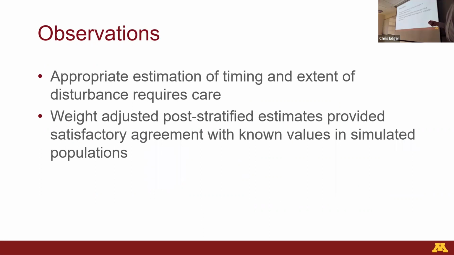So, yeah, appropriate estimation of timing and extent of disturbance requires care. This is not something that's easy to do. You've got to be real careful, and be very familiar with the database and the estimation formula and things like that. The weight-adjusted post-stratified estimates provide satisfactory agreement with known values in simulated populations. So they do a pretty good job. And so they definitely don't have the degree of bias that we saw in the standard methodology, except for that one single year where we have all the observations.